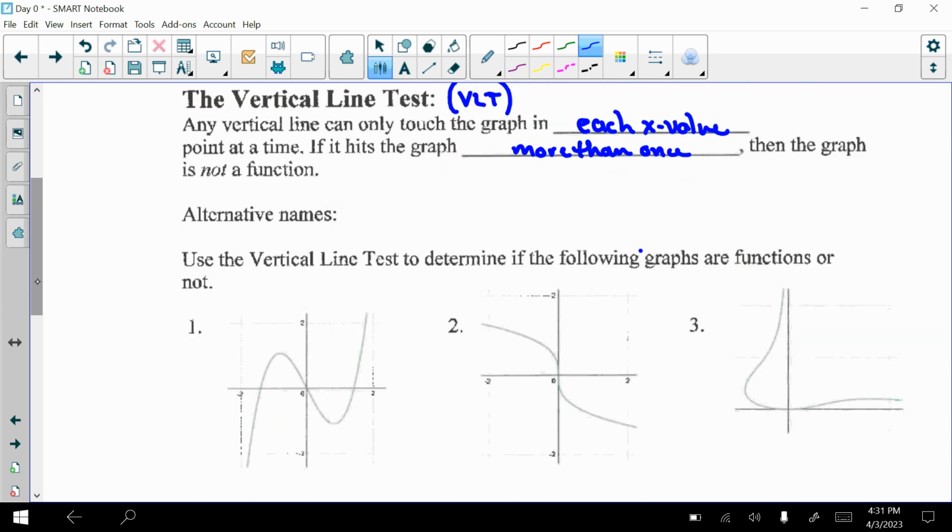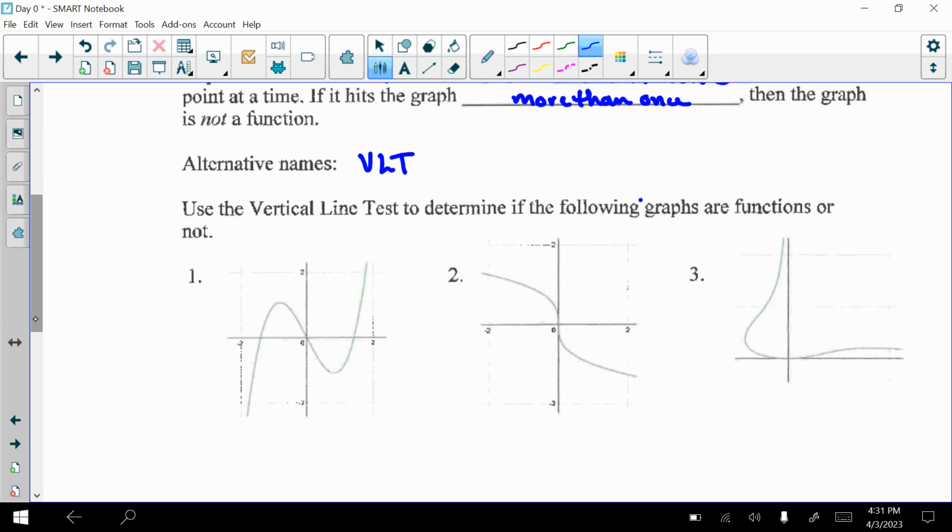Okay, so an alternative name, I already told you that above, the VLT. We're going to use the vertical line test in these graphs to determine if they are functions. So for this one, it looks like it's going to pass it. If I draw vertical lines, they're only passing through the graph one time. Only passes through here once and once and once and once and once and once. So I would say yes, passes the VLT, or the vertical line test.